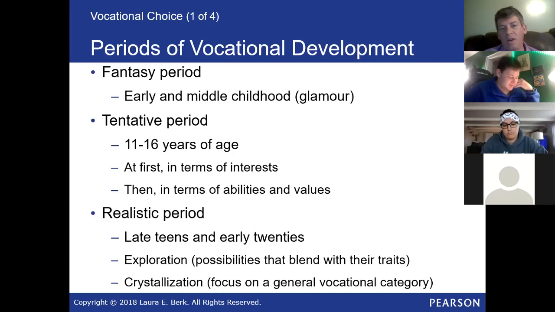Now, from early and middle childhood all the way up to adulthood, our ideas of what our jobs, our vocations will be change. The first one is the fantasy period during early and middle childhood. It's glamorous, right? You choose it based on glamour. I want to be an astronaut. I want to be Superwoman, right? Then there's the tentative period, 11 to 16 years of age. At first, it's in terms of what you're interested in. I want to be a YouTuber. Then you start to realize, I can't YouTube, right? So you're like, I won't do that. I'm going to be instead, I don't know, a teacher. Then you go into your realistic period, right?